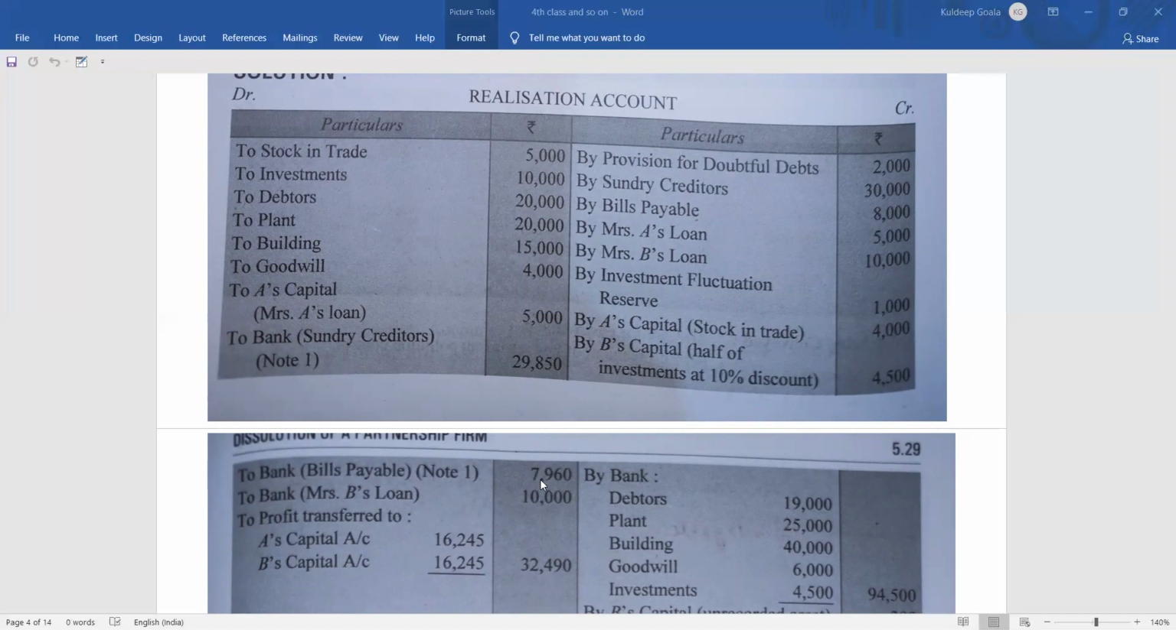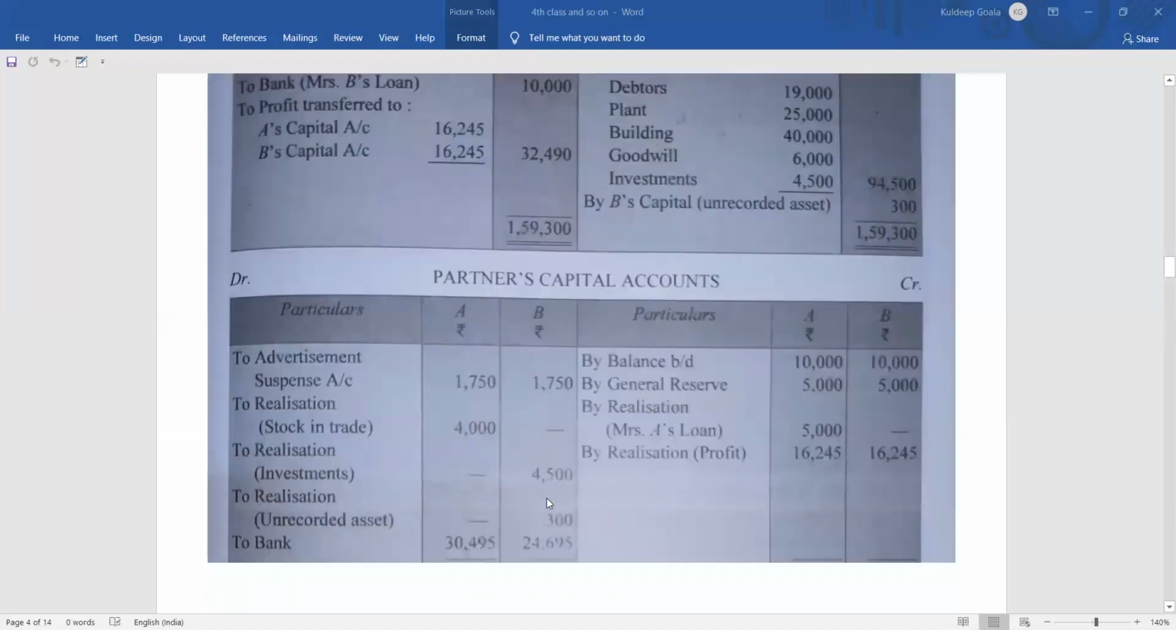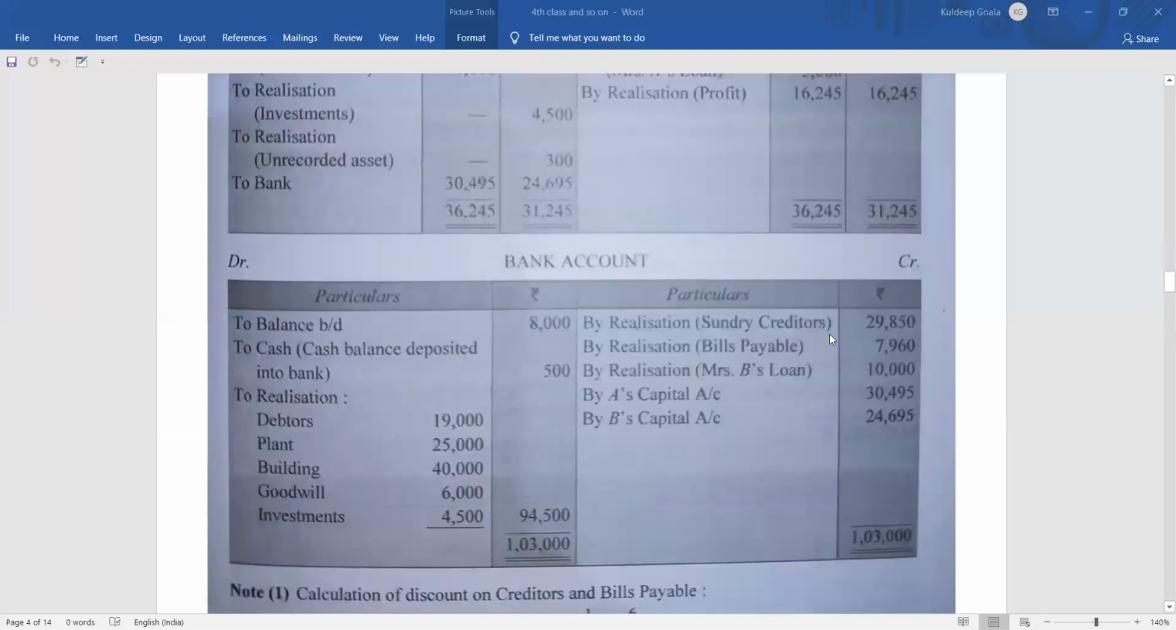Again bank is there 7,960, and again bank is there 10,000. So all will come in the bank credit side as by realization 29,850, by realization 7,960, and by realization account 10,000. So you can see in the bank account, by realization account sundry creditor is 29,850, by realization account bills payable is 7,960, and by realization account Mrs. B's loan is there 10,000. So all the things have come here.